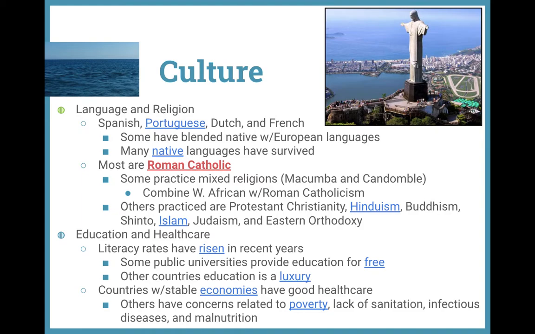Most people are Roman Catholic because the Spanish and the Portuguese, and the French, incidentally, are Catholic, and so they brought their religion with them when they took control. But some practice mixed religions, like Macumba and Candomblé, which combine Western African religion with Roman Catholicism. So that's that syncretism that we talked about when we talked about Mexico.